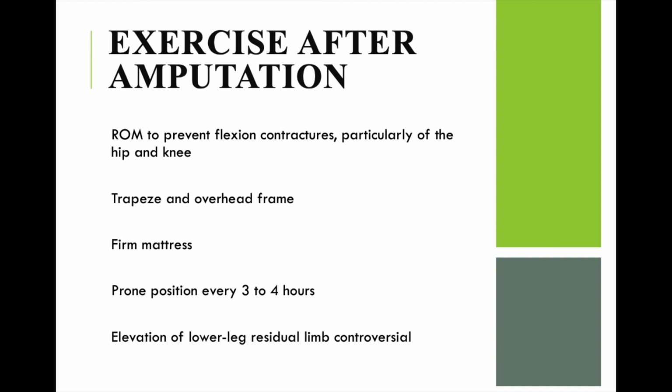Now, once the patient has an amputation, you do want to prevent DVTs, pain, and stuff like that. One thing that you want to do is range of motion with your patient. You want to have a firm mattress with them, and the main thing that they also love to ask on the exams is the prone position every 3 to 4 hours. This is going to prevent the muscles from hurting. I think it prevents them from having pain and cramping of their muscles.